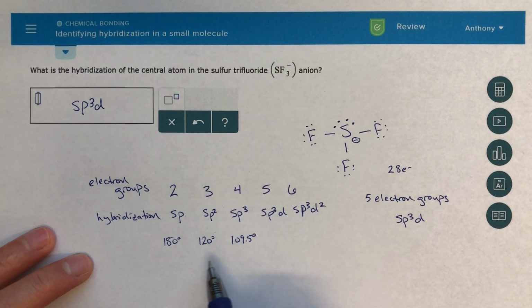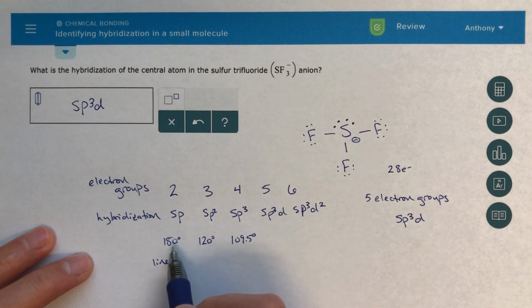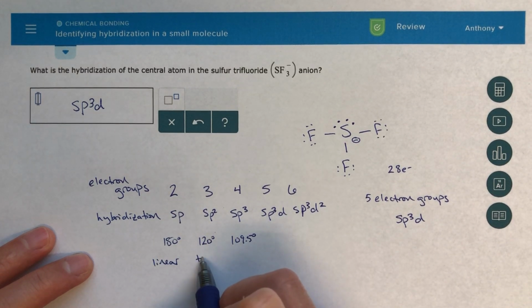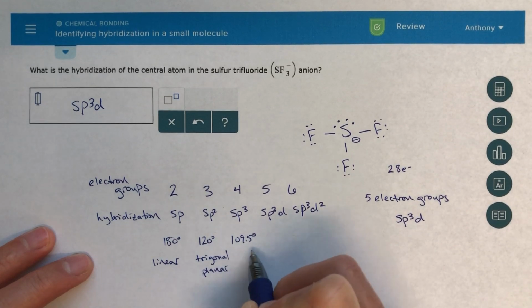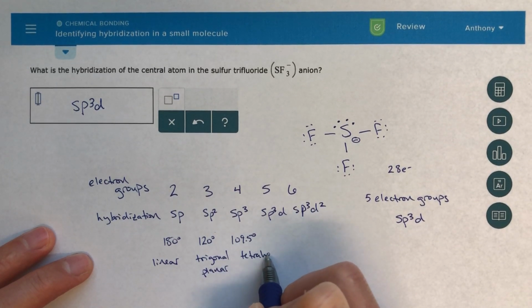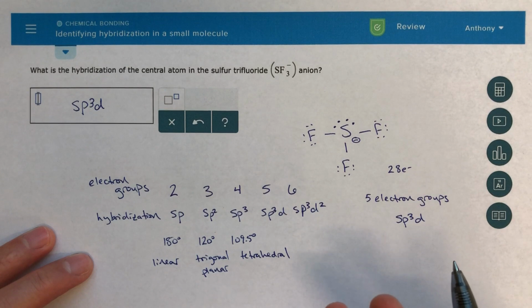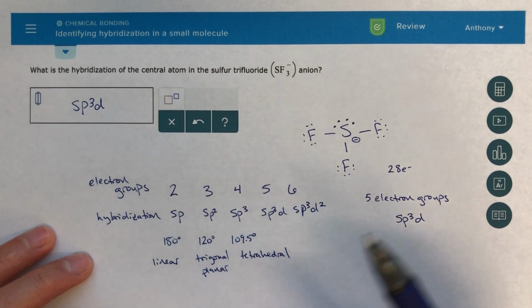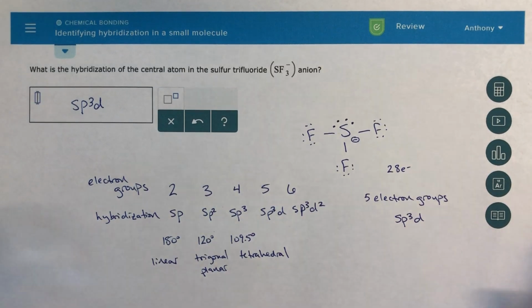So if your molecule is linear, then you're going to have 180-degree angles, you're going to have sp hybridization. You have 2 electron groups around that central atom. This is going to be trigonal planar, and this is going to be tetrahedral. So these names refer to the names of the electron geometries, and then we could have different molecular geometries based on the number of lone pairs that we have, but that's another video for another day. All right, hope that helps.